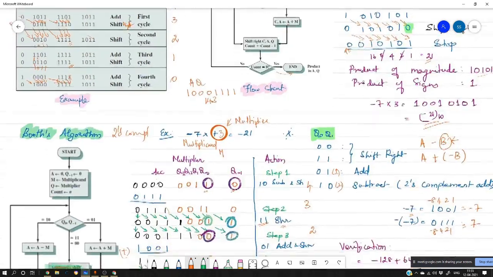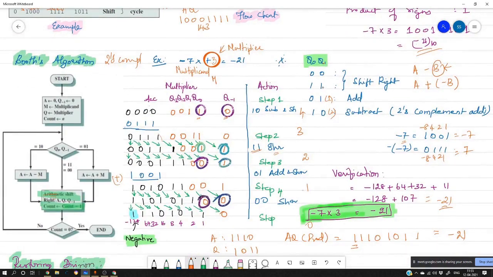But here, even in the case of continuous ones, it is just enough to do shifting. So you reduce the number of additions or subtractions drastically when the multiplier has strings of ones. If the multiplier has all ones, you need not go for addition or subtraction at all. You simply keep shifting and you get the result. So you consider the bits in the multiplier along with the previous bit. This makes the algorithm work faster.